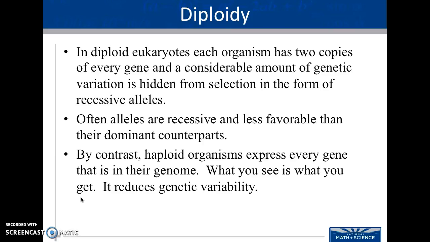Diploidy is, in diploid eukaryotes, each organism has 2 copies of every gene. So we have sets of genes, right? For gene 1, I have 2, one from my mother and one from my father. A considerable amount of this genetic variation is hidden in recessive alleles, and so there is a lot of variation, but it is not always shown phenotypically, but it may be passed on. Often those alleles are recessive and less favorable, but they can be hidden. They can still be passed on, but they can be hidden, which means that it still maintains variation. A haploid organism only has 1 chromosome for every gene, and so everything on that gene is expressed.